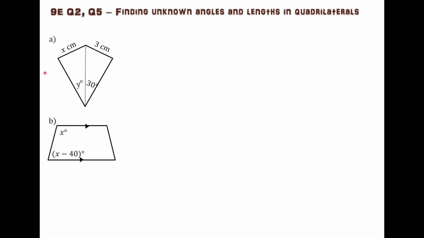We are going to learn how to find unknown angles and lengths in quadrilaterals. I have two quadrilaterals here. Here's a quadrilateral, and there's another quadrilateral. I know it's a quadrilateral because a quadrilateral is a four-sided polygon, a four-sided shape.